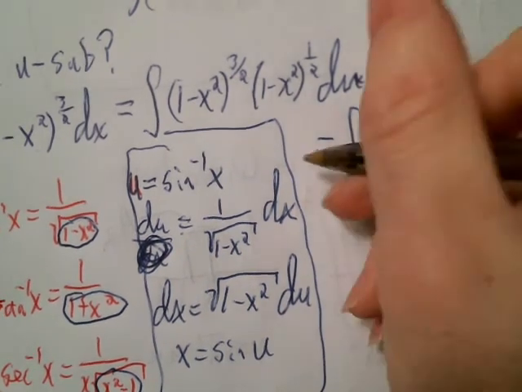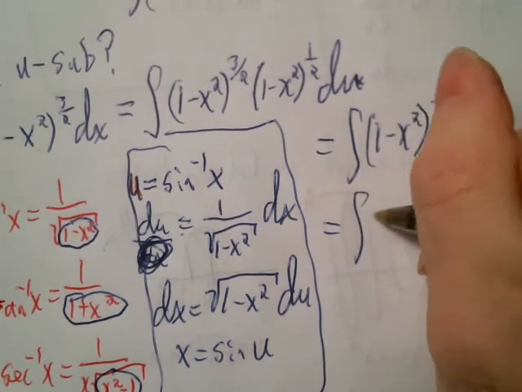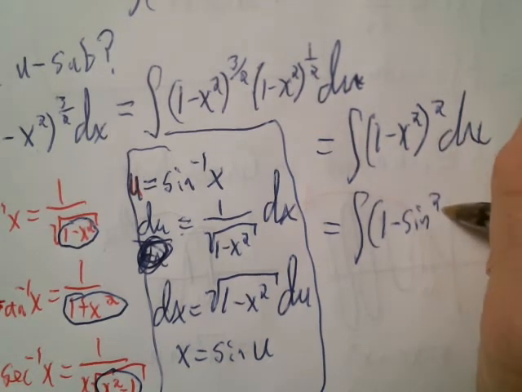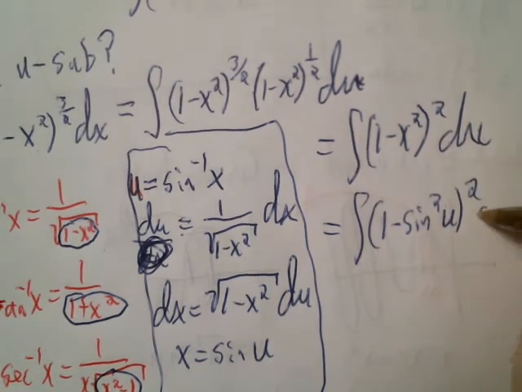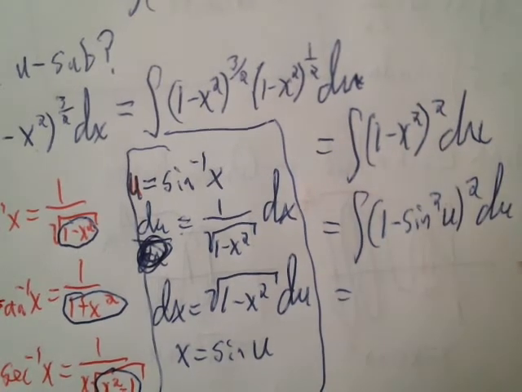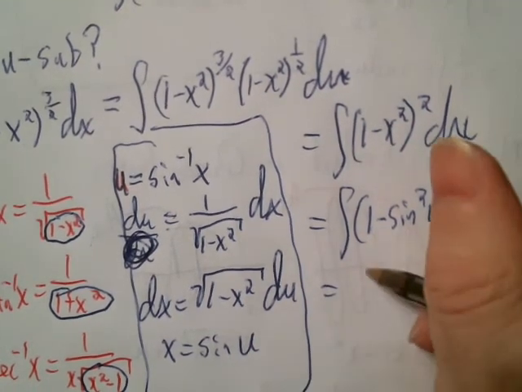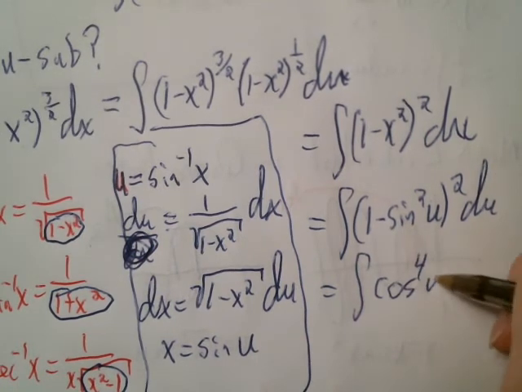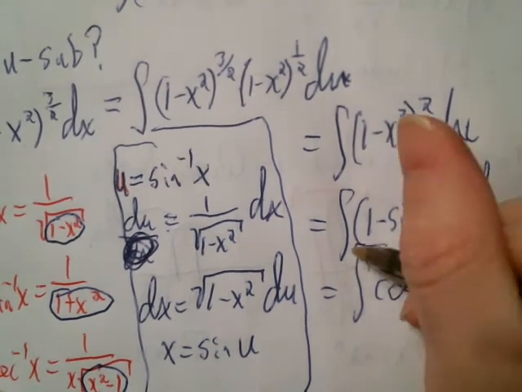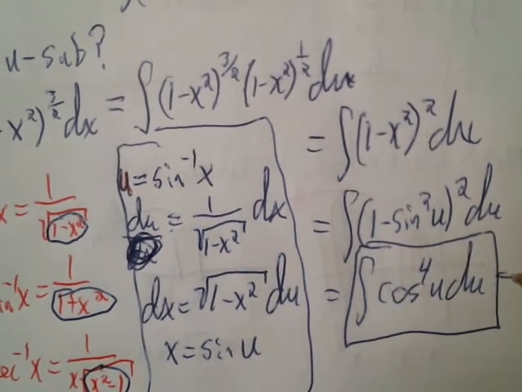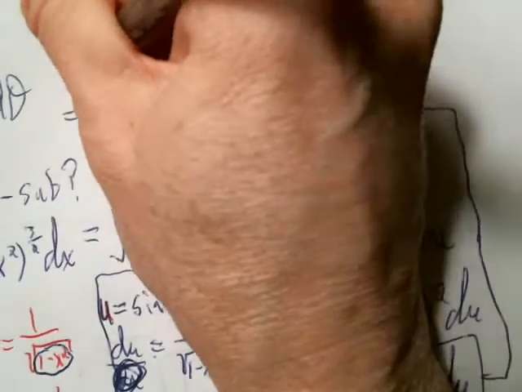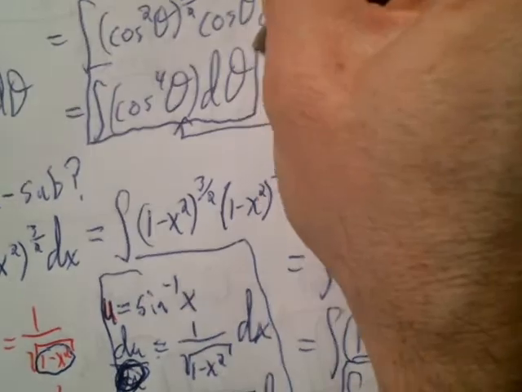And then replace x with sine u, and you get the integral of 1 minus sine squared u, squared, du, and 1 minus sine squared u, of course, is cosine squared u. So you end up with cosine squared squared, which is cosine to the 4th u du, which of course is, and there's the punchline, right? The same thing that we got doing trigonometric substitution.